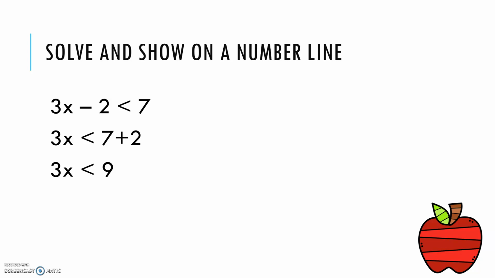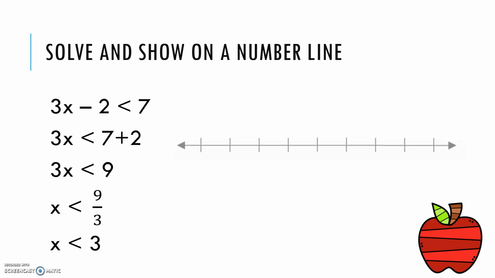Now, in order to solve for x, I'm going to divide both sides by 3. So that's going to look like x is less than 9 divided by 3. X is less than 3. So I have a solution. X is less than 3. Now to show it on a number line.